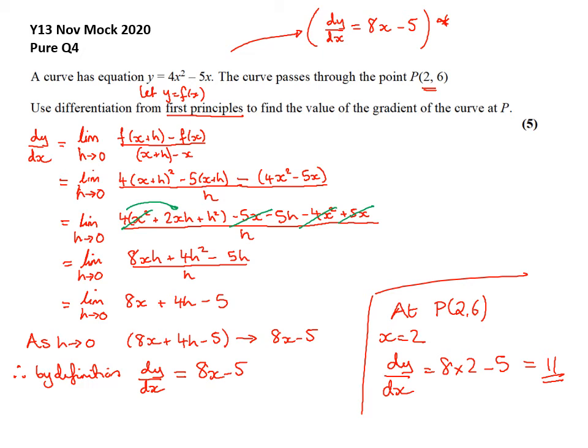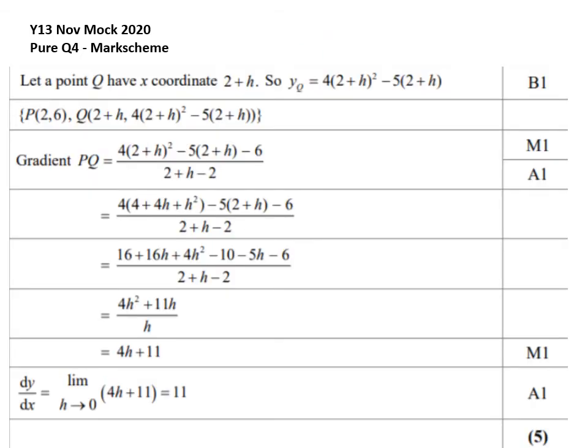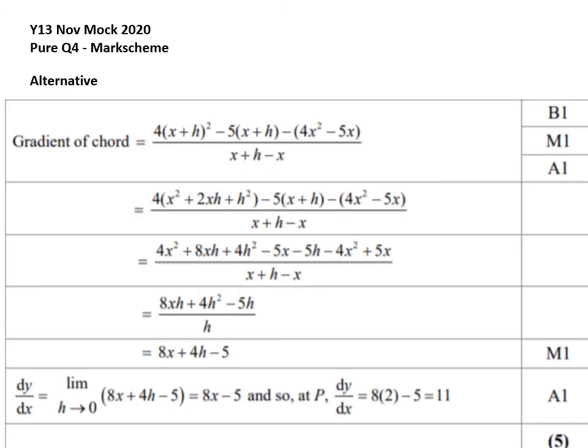Mark scheme. One of the methods that they suggest here is just using the x coordinate given straight off. Not my preferred method, but perfectly fine if that's what you are going to do. The second one would be my preferred method. Just be careful in this mark scheme, they've not made a big deal out of having this limit. It is a big deal. You do need to write it, limit as h tends to 0 on each of these lines, and you absolutely need this statement here.